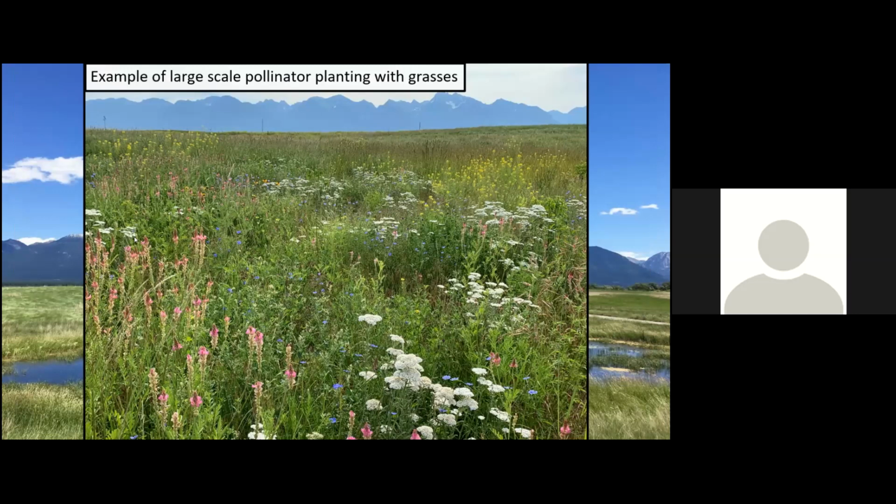So the white in there is yarrow, and then there's some sainfoin, which is the pink. The blue is Lewis flax. So yeah, there's a lot of diversity in there.